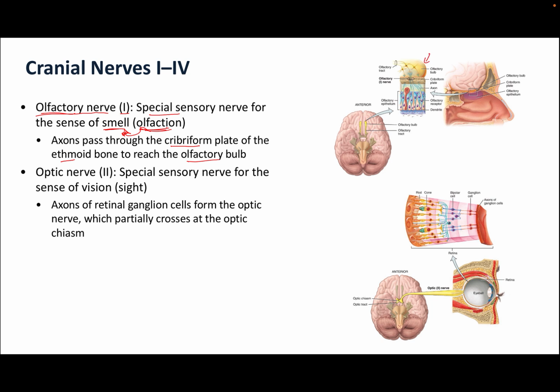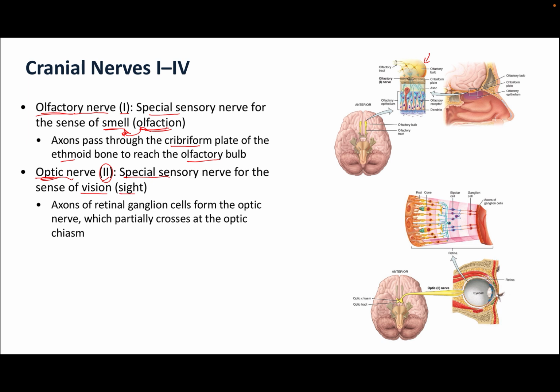We will talk about this whole process more when we get to the special senses lecture. Now, the optic nerve is going to be our cranial nerve 2. And this is going to be another special sensory nerve that is going to be optic, right? So it's going to be involved with our sense of vision, sight, right?